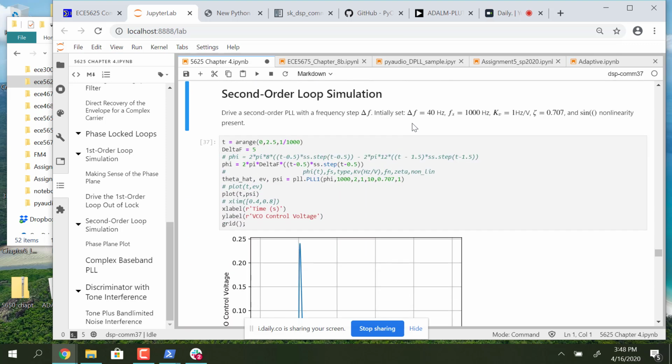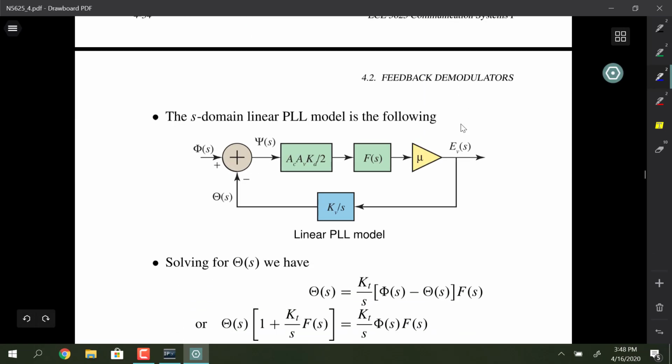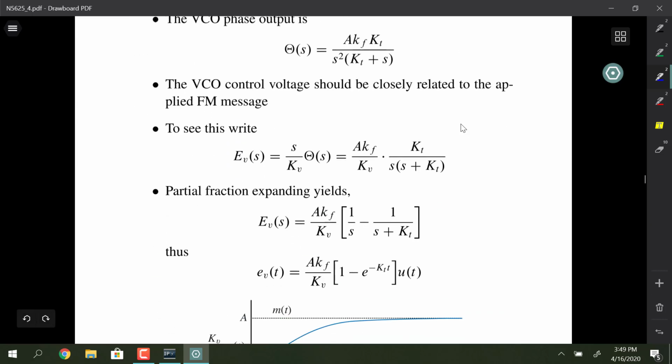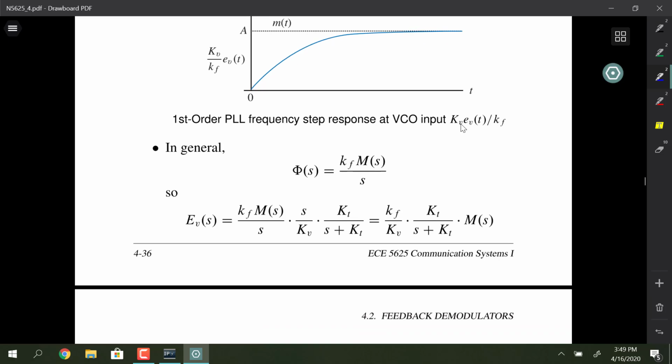So now we're going to go over and look at the second order loops. We're going to look at the math behind that, and this will be using the linear model. Come back and spend some more time with this stuff for the simulation problem in the homework.